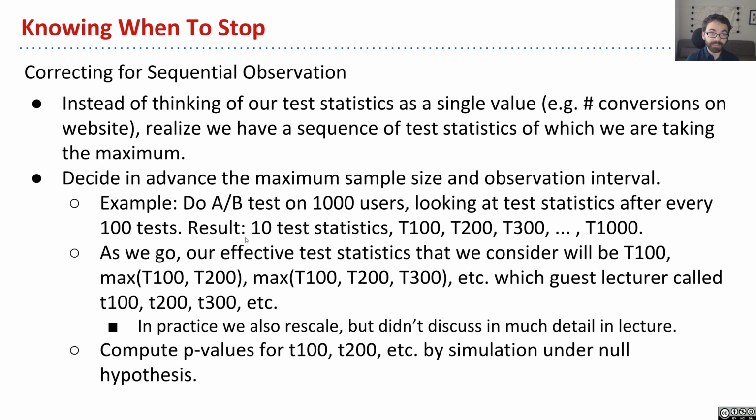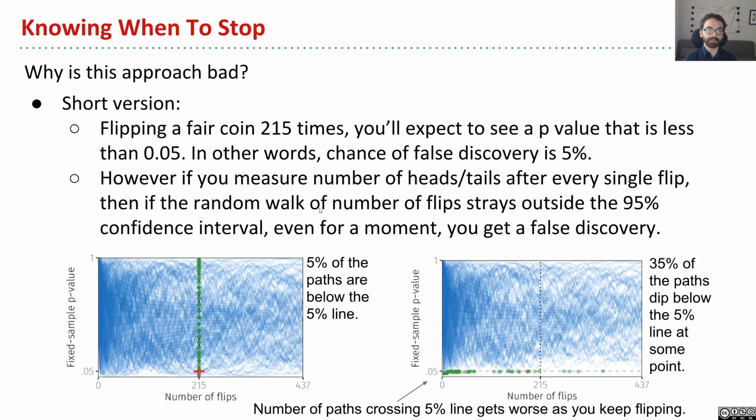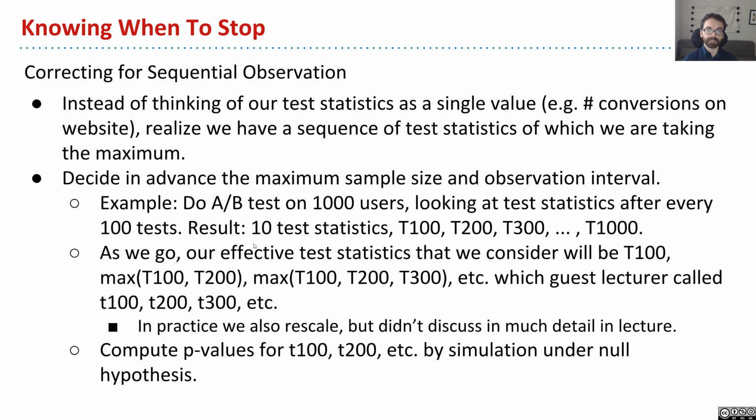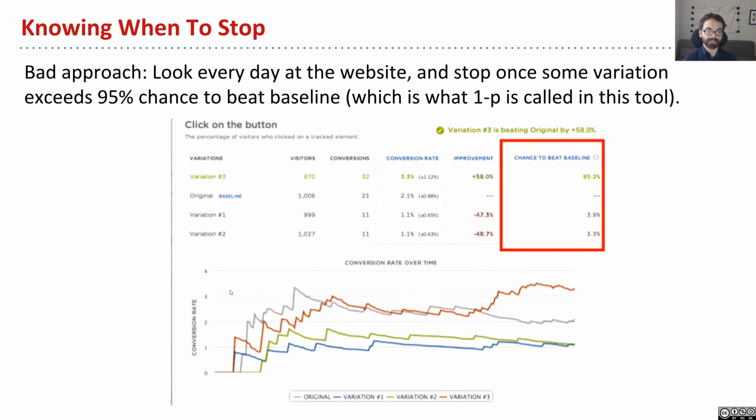And so if we realize that we're taking the max of many test statistics, then what we'll do to address this is we'll decide in advance the maximum number of trials we're going to run, the maximum sample size, and the interval. So maybe I'm going to flip 1,000 coins and I'm only going to look every 100 coins. Or I'm going to do an A/B test on 1,000 users and I'm only going to look after every 100 tests. So I have some number of users using the site, and then every time we hit 100 new users getting the A/B test, then we'll look. So basically we'll only see this at intervals.